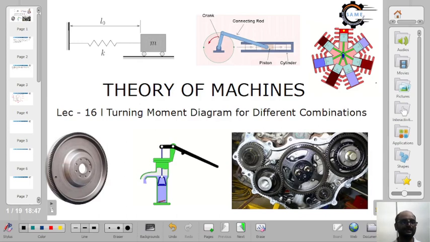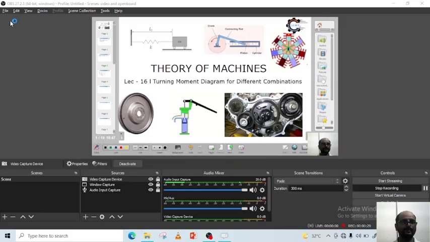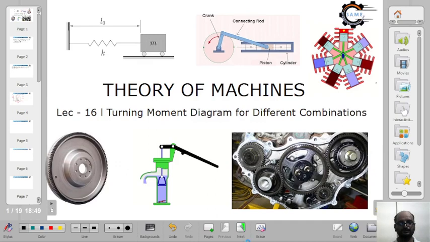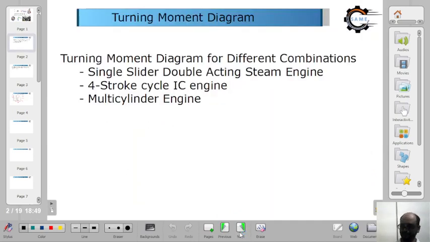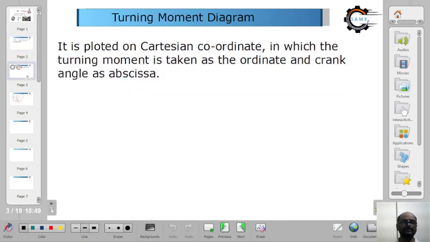Okay, let me start the class. Yes, now we will see the turning moment diagram for different combinations. First we will see how it looks for a single cylinder engine, then for a single slider double acting steam engine, then the four stroke IC engine and the multi cylinder engine. All three combinations we will see in today's class.